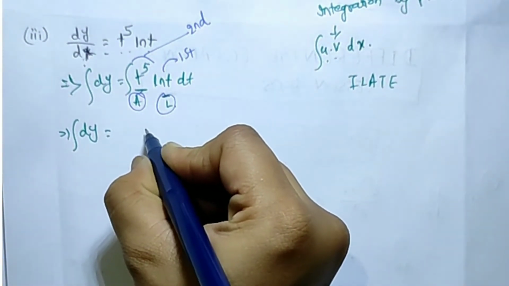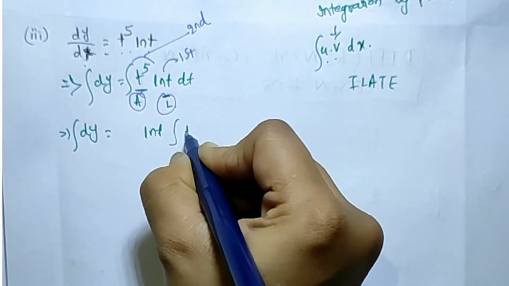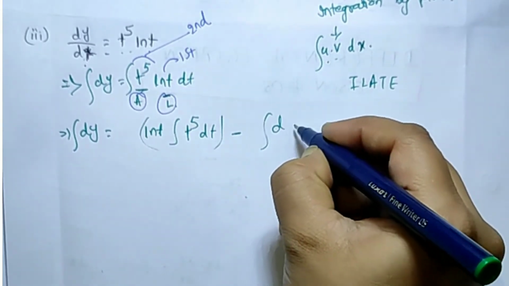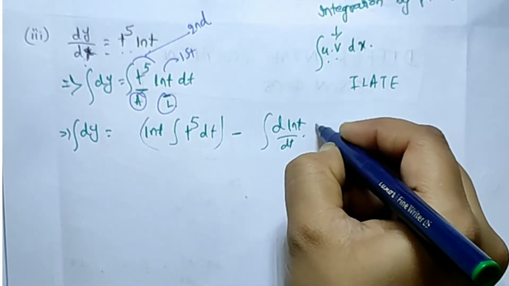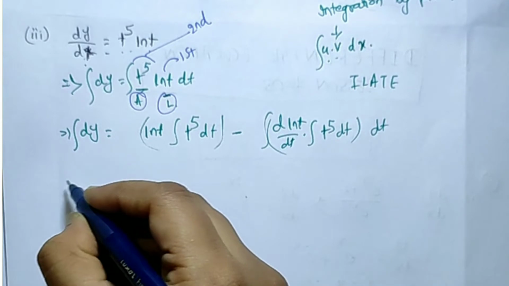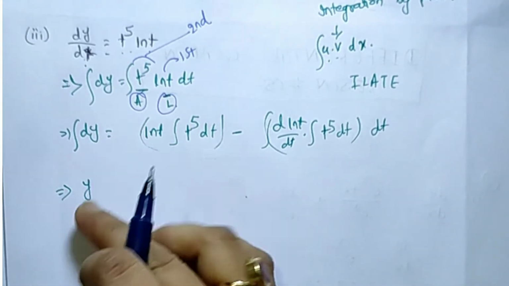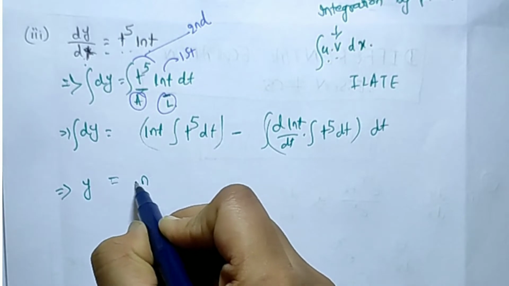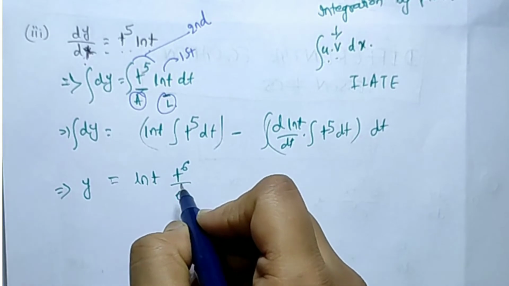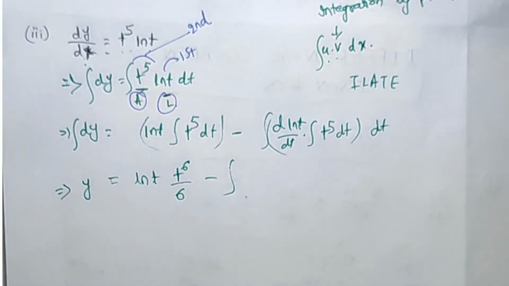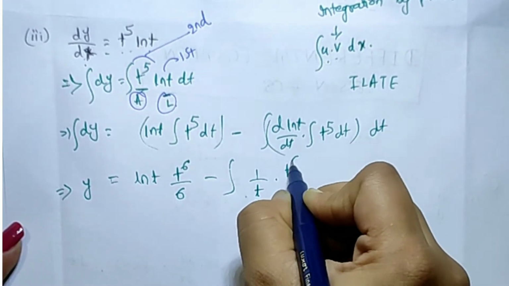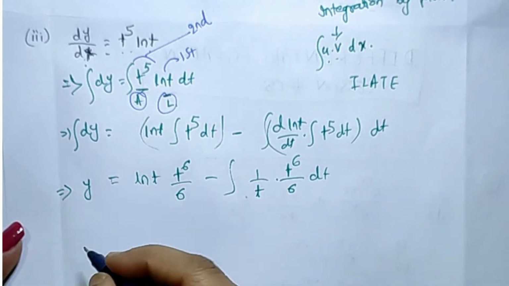Now first function into integration of second, minus derivative of first function into integration of second function into dt. Okay, implies that integration of dy will be y is equal to ln t, t power 5, integration of t power 5 is t power 6 by 6, minus integration of derivative of ln t is 1 by t and integration of t power 5 is t power 6 by 6 into dt.